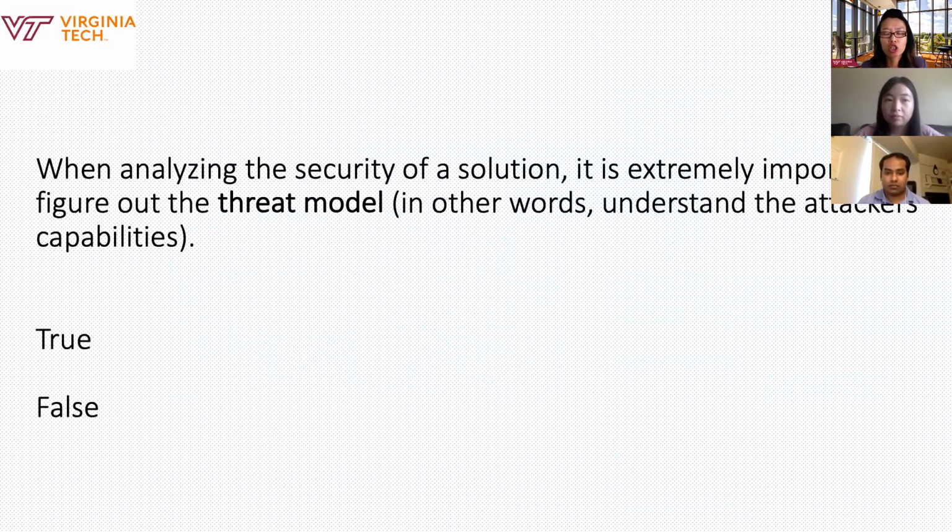When analyzing the security of a solution, it is extremely important to figure out the threat model. In other words, understand the attacker's capabilities. It's never really useful to say, "My solution is secure, period." It's secure with respect to some type of attack, and so you really have to explain the boundary of your threat model.